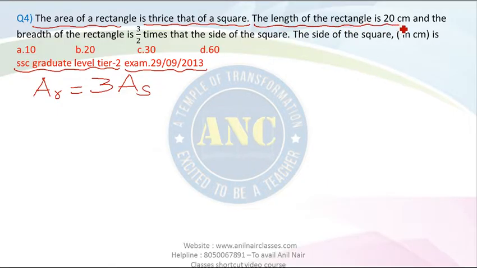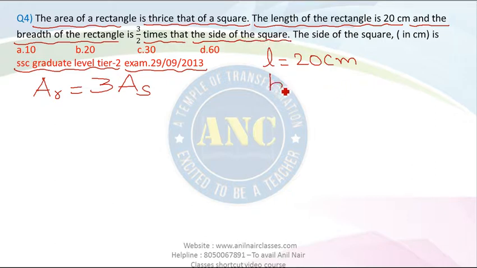The length of the rectangle is 20 centimeters, and the breadth of the rectangle is 3 by 2 times that of the side of a square. Now I don't know the breadth of the rectangle. The breadth of the rectangle is 3 by 2 times the side of a square. Let me call the side of the square x centimeters.